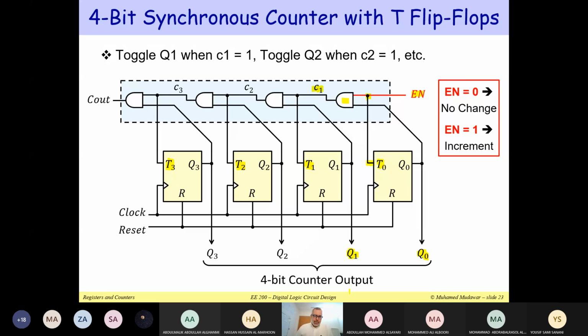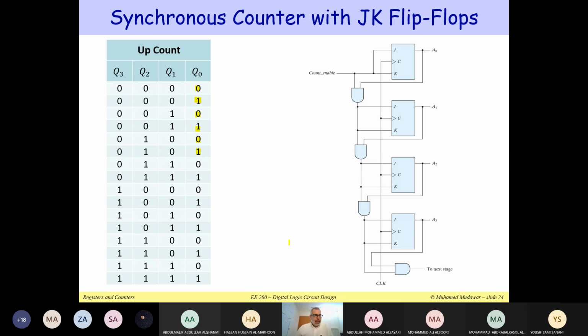Now, how about the Q1? In the case of Q1, let us take a look at this table again. It's the same table that I just copied from the ripple counter, but I'm doing it here for the synchronous counter. Now, when do we toggle? We go from 0 to 1. Let me just use my pen tool. Notice that we go from 0 to 1 here. That's when we toggle. Here we go from 1 down to 0. This is when we toggle. This is from 0 to 1, we toggle. So when do we toggle?